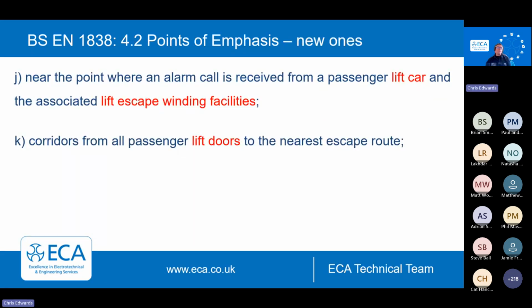These are new though. And they're all to do with lifts or lift cars. Point J, it is now a point of emphasis near the point where an alarm call is received from a passenger lift car and the associated lift escape windings. And K, corridors from all passenger lift doors to the nearest escape route. So that sort of makes sense, doesn't it? You're going to come out of a lift in the event of an emergency and you need to see where you're going.